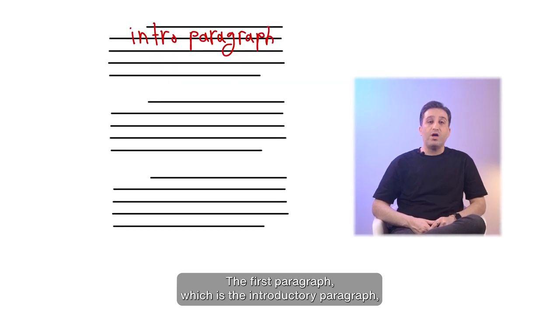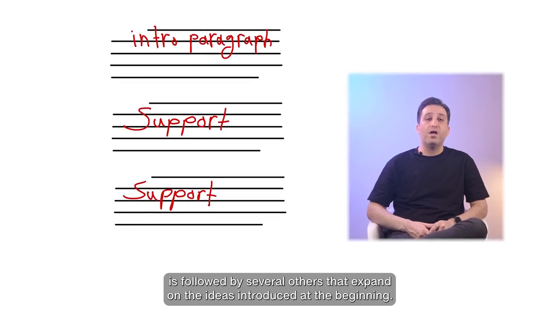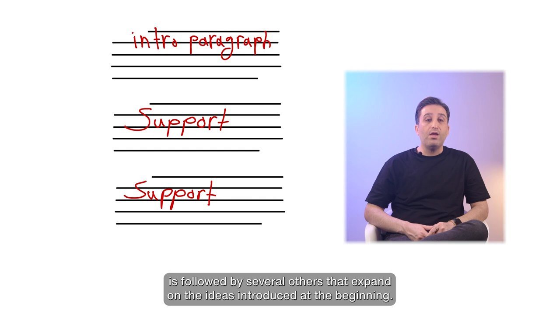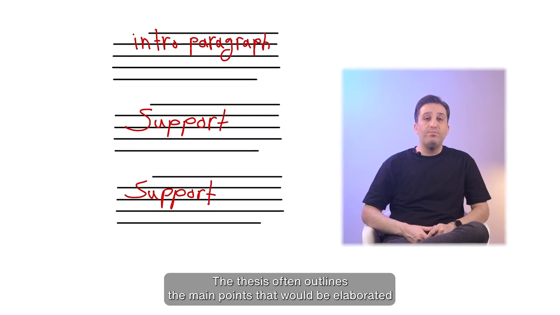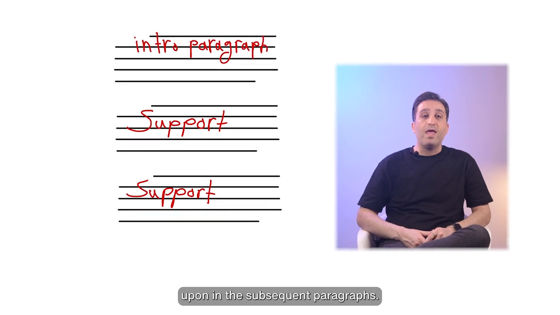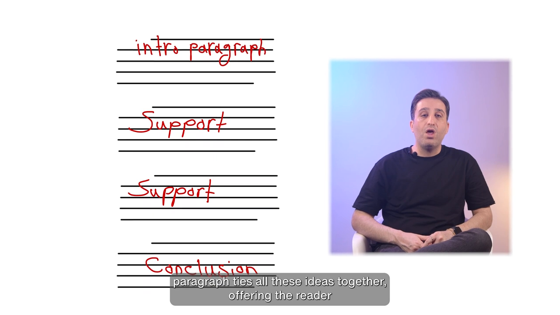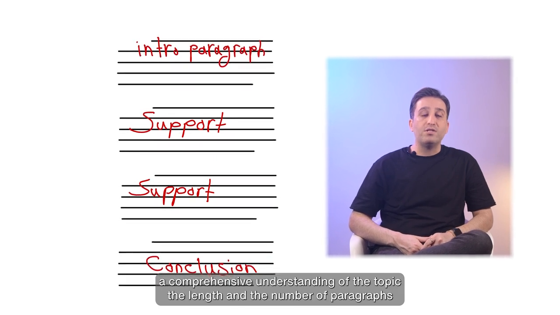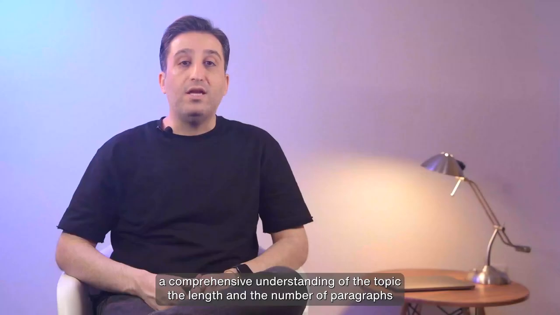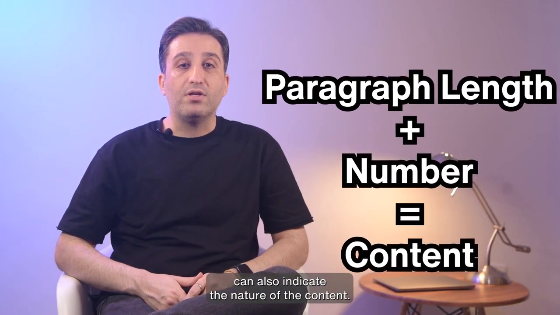In typical essays, which contain several paragraphs, the first paragraph, which is the introductory paragraph, is followed by several others that expand on the ideas introduced at the beginning. The thesis often outlines the main points that will be elaborated upon in the subsequent paragraphs. A concluding paragraph ties all these ideas together, offering the reader a comprehensive understanding of the topic. The length and the number of paragraphs can also indicate the nature of the content.